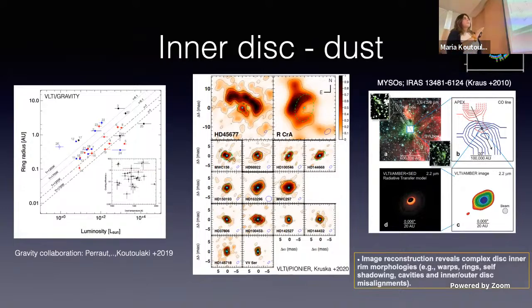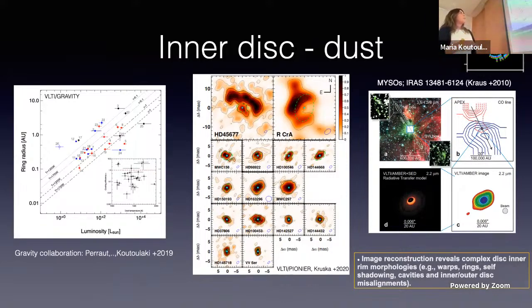So this is the first image survey that was done in Herbig stars, and this is in the H-band. It was really nice to see all these different substructures that we see in Herbig stars. They're not just uniform, as we also see with ALMA.